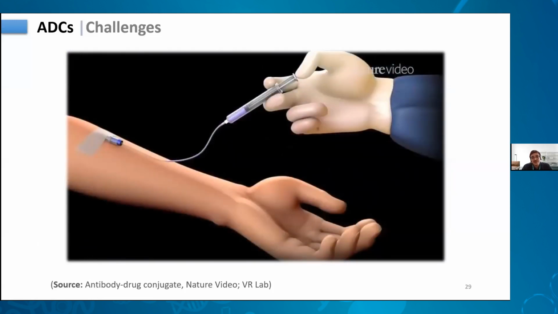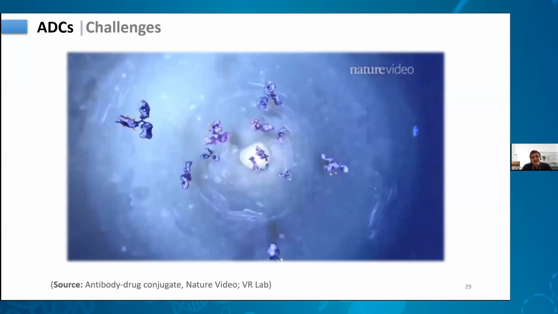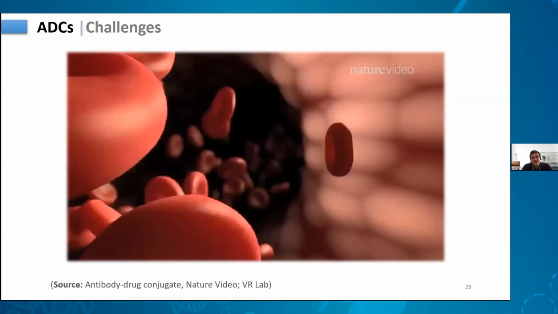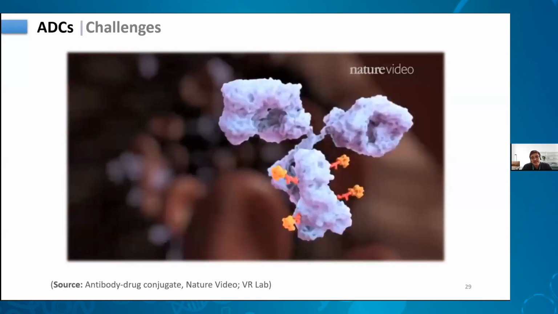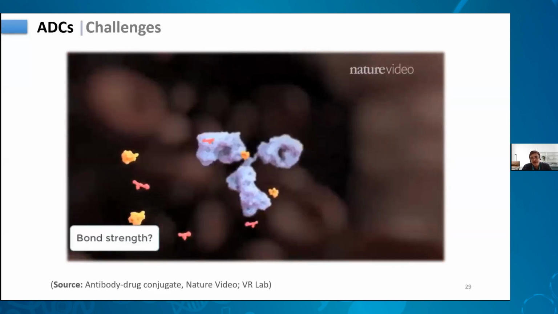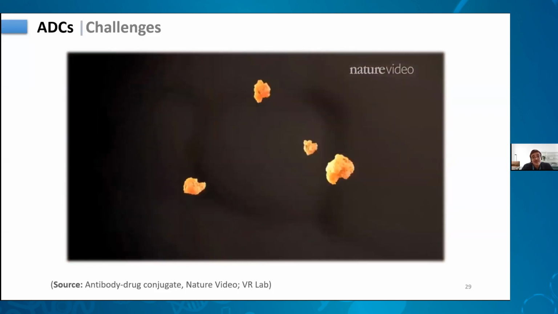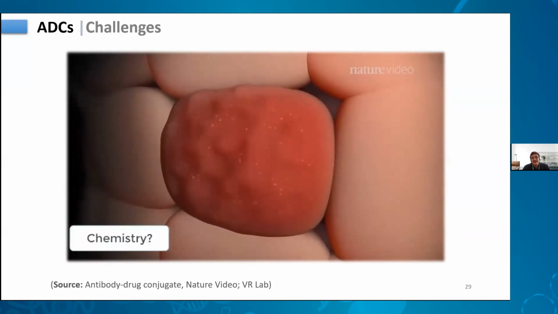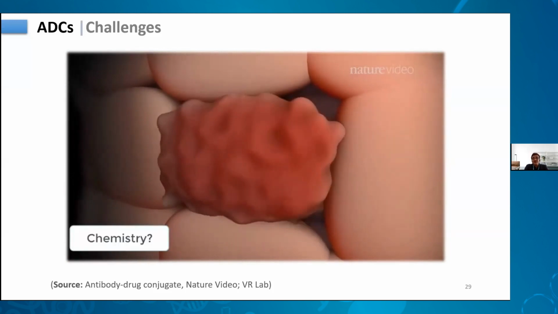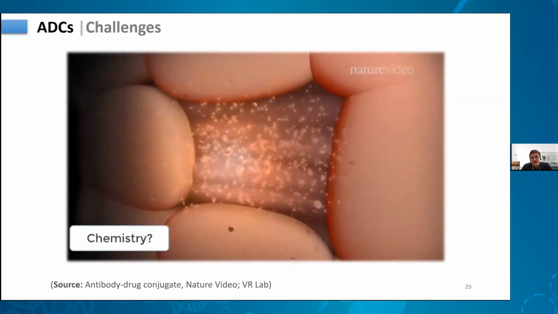Now, once that is solved and the ADCs are injected into the bloodstream, the bond strength that connects the toxin to the antibody becomes an important factor. Because if the toxin is released before the ADC reaches the tumor tissue, then these toxins are going to have off-target activities and they will go to the normal cells and will have damaging effects in these cases as well. So the chemistry and the bond type becomes pretty important in this regard.